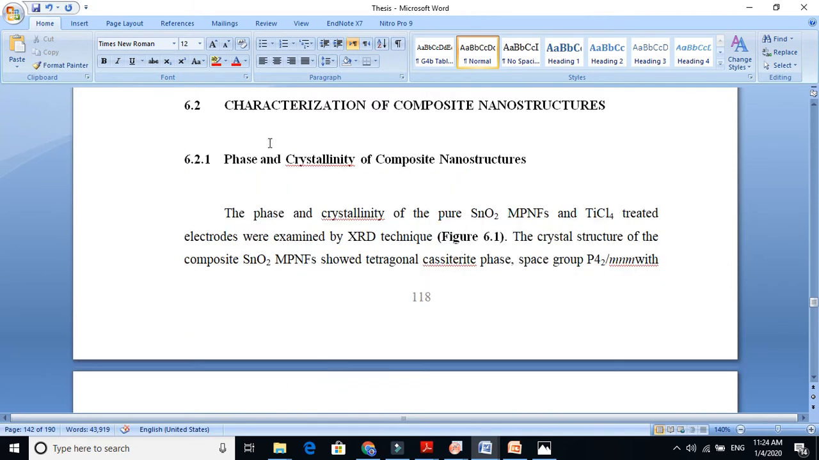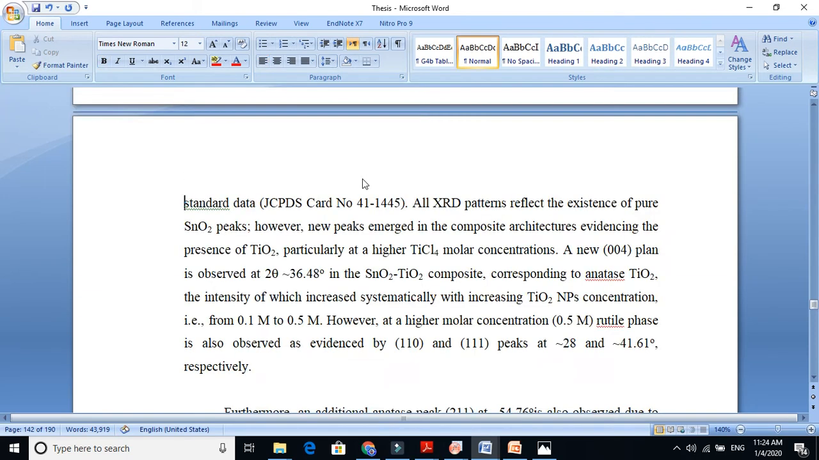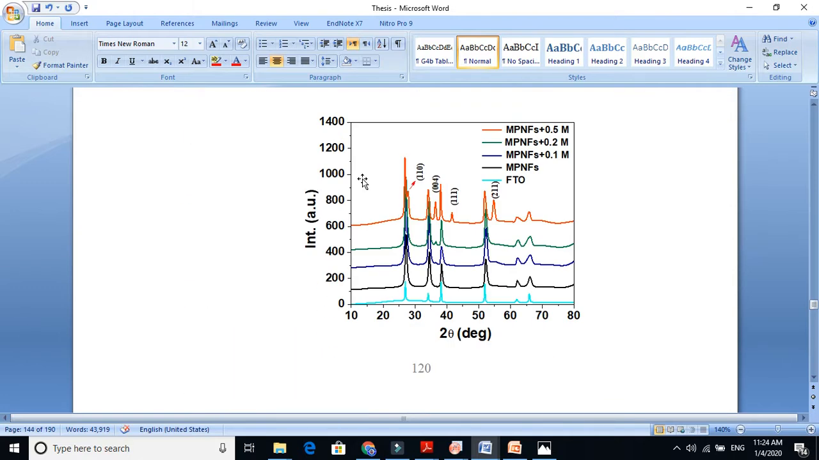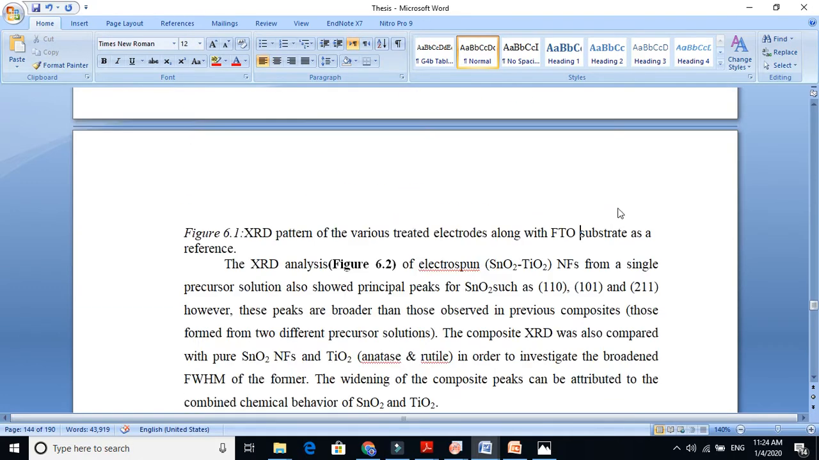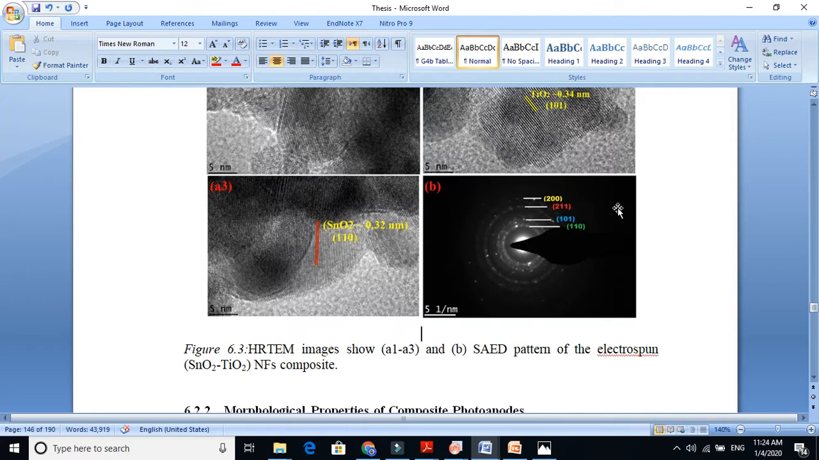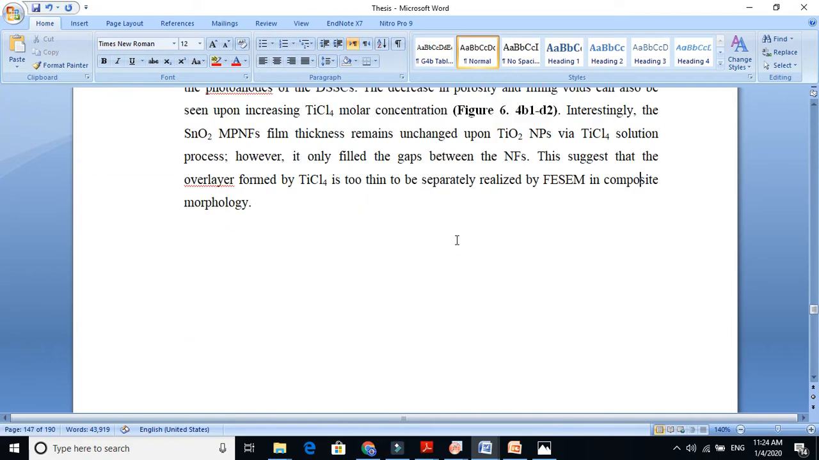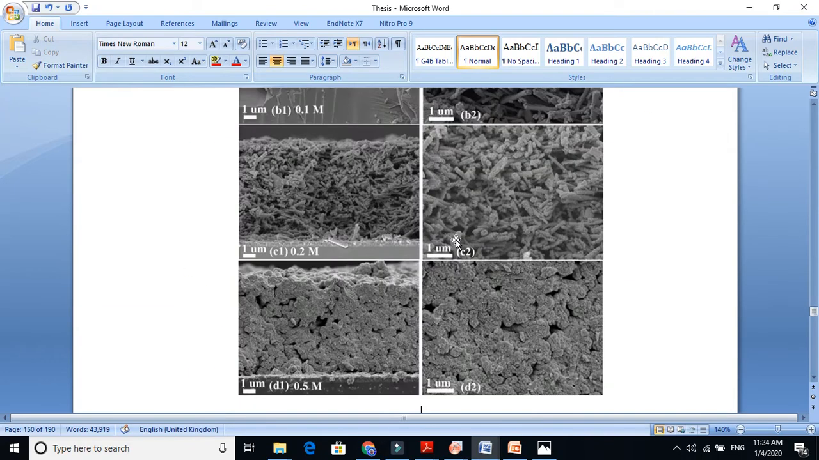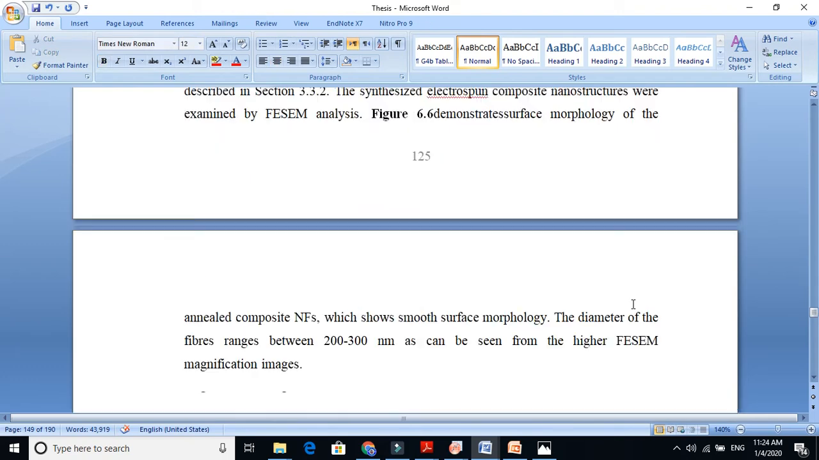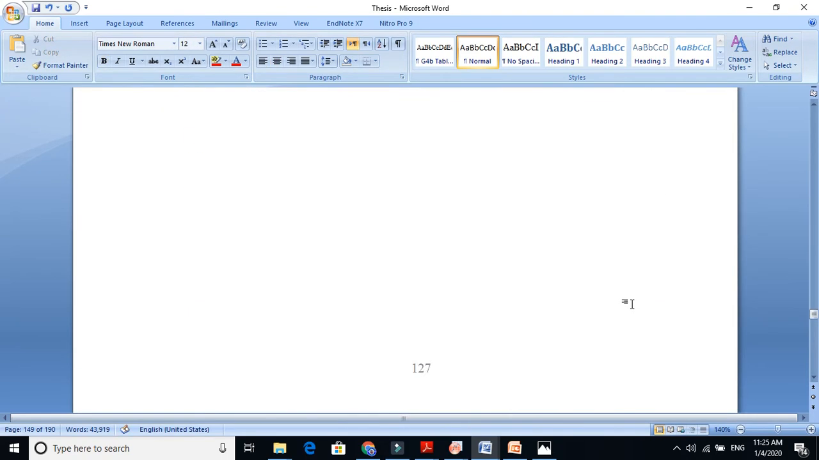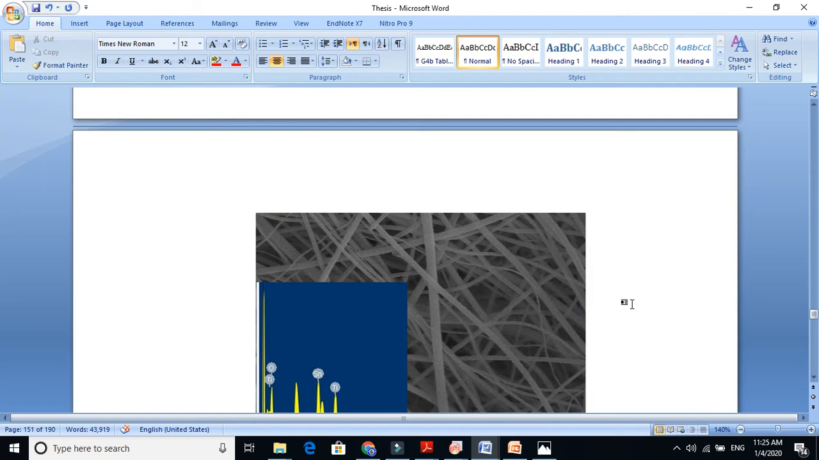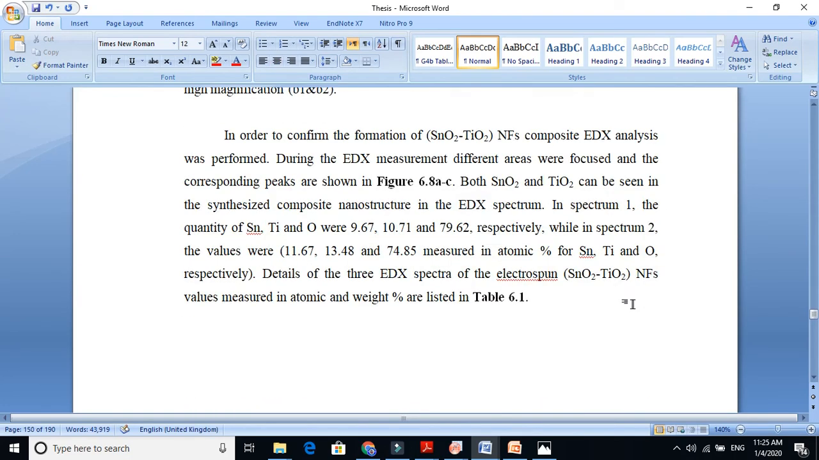Okay. As usual, we have to characterize these kinds of materials. The first one is XRD here, you see. This is the XRD of the composite material, and this is the TEM analysis of the materials, and this is the surface morphology, and then we make electrodes. So this is the cross-section of the electrode using SEM, you see. Then we did some EDX here also. Oh yes, this is a good characterization technique.